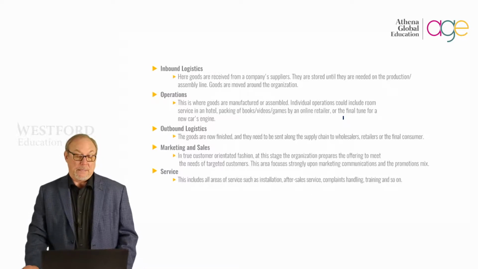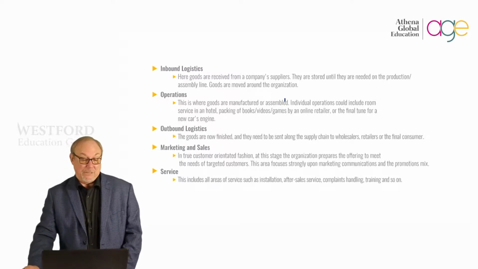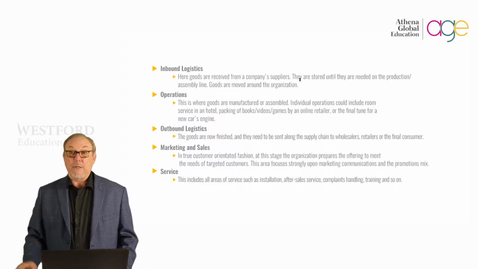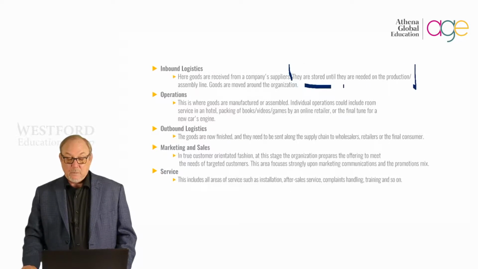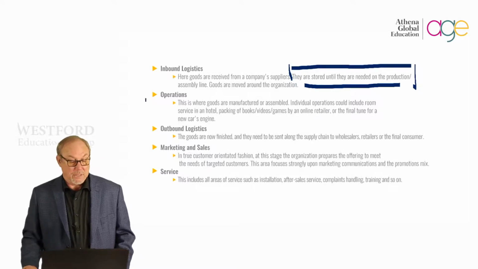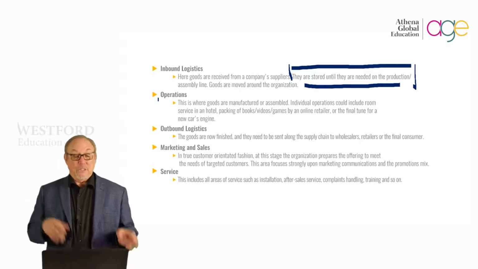Now we're going to talk a little bit about those inbound logistics in language that's a little more elegant than stuff comes in, we do stuff to it, and stuff goes out. Here, goods are received from the company's suppliers or vendors. Now, there is a supply chain around that. They are stored until they are needed on the production assembly line. Goods are moved around the organization. This element here, where they are stored, is where we can talk about efficiency, just-in-time production, and so on and so forth.